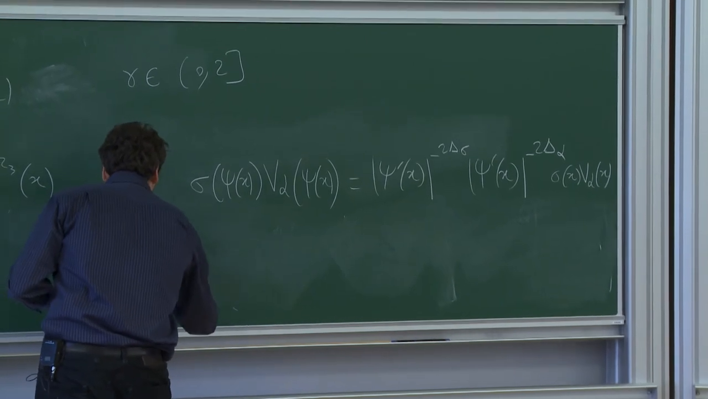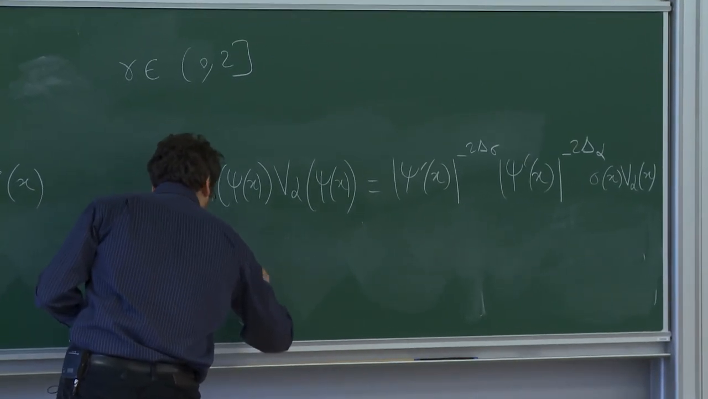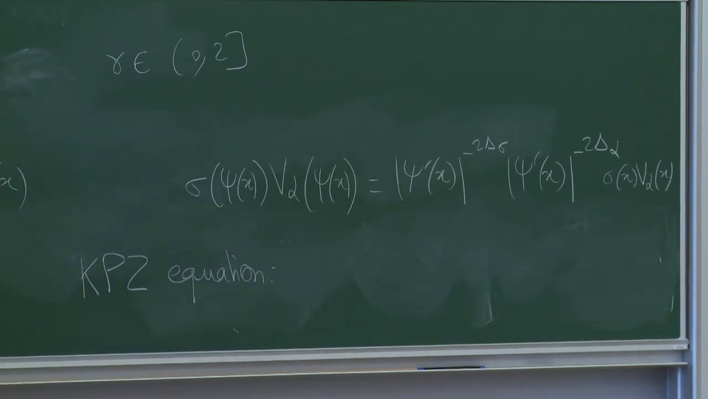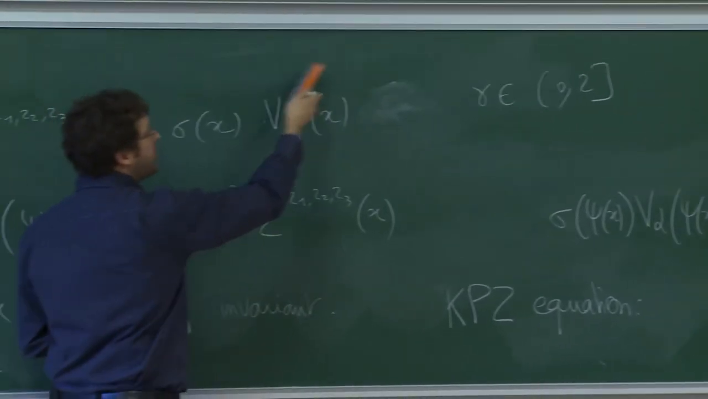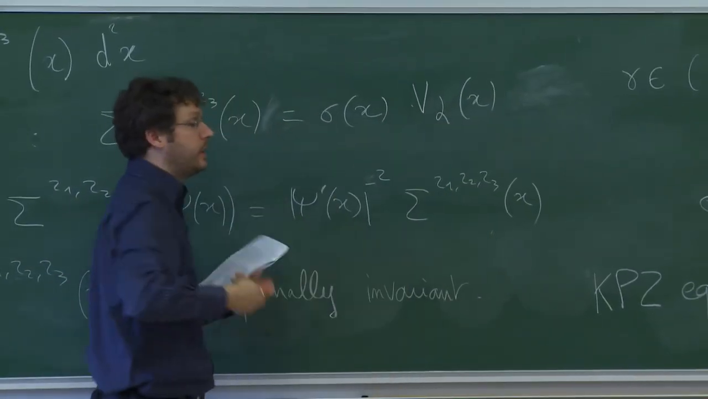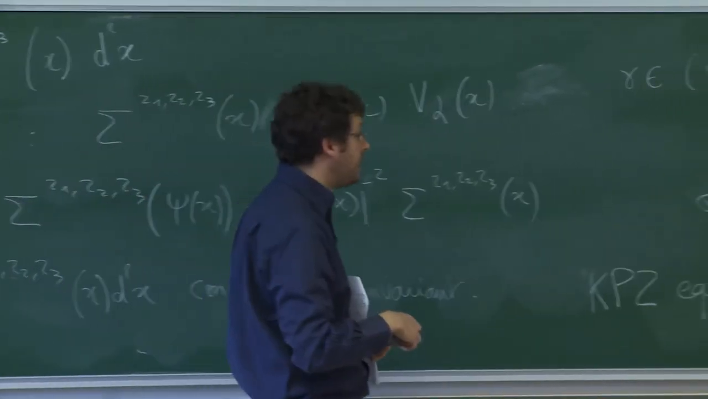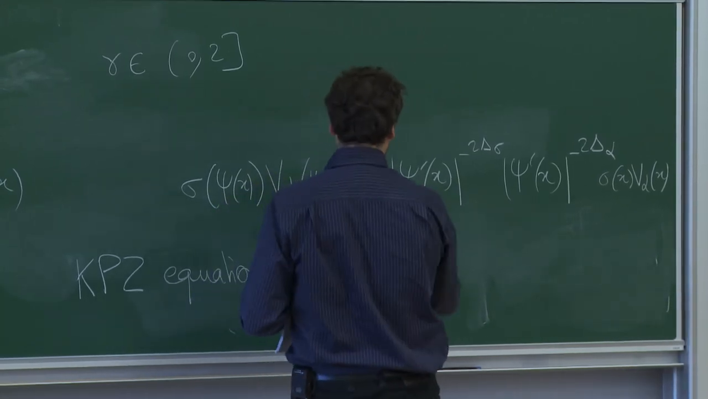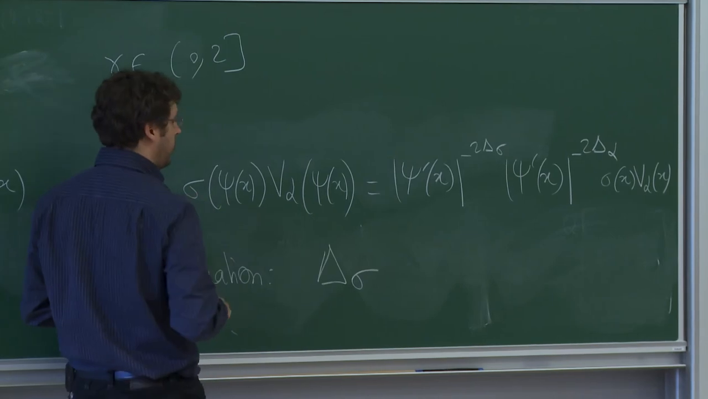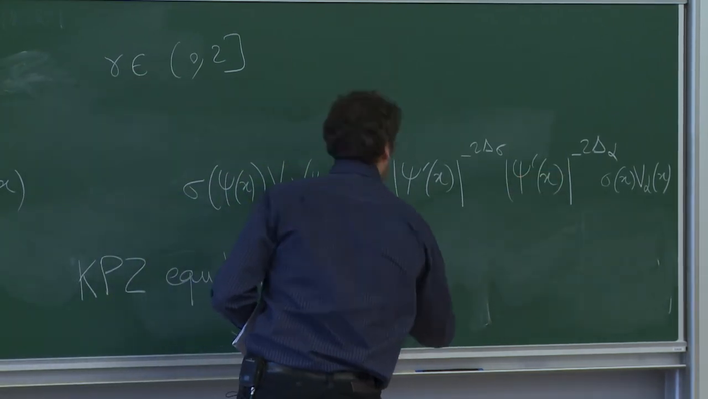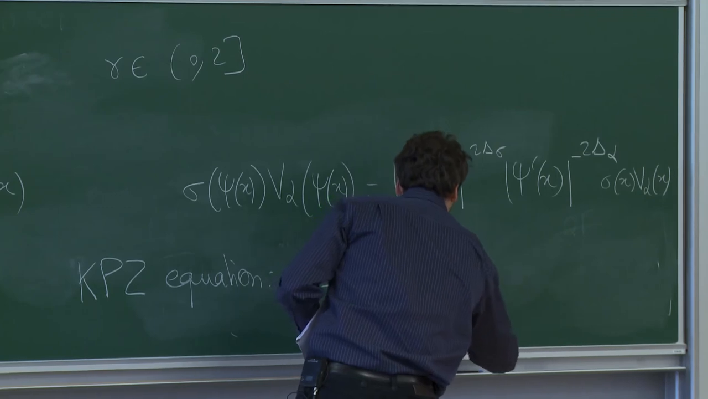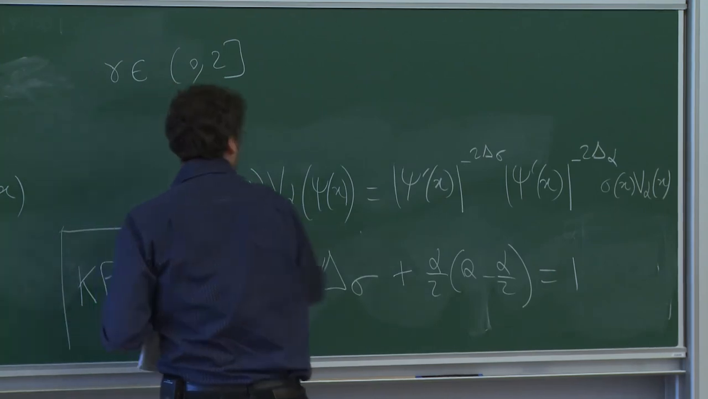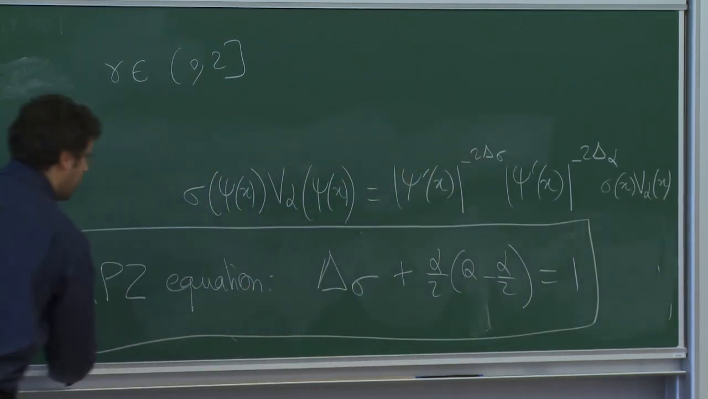So the KPZ equation, the quadratic KPZ equation, says by what you multiply your field on the regular lattice, by which vertex operator you multiply, in order to get something conformally invariant. So the KPZ equation is delta sigma, this is the weight of sigma on the regular lattice, plus this guy. So let me write it in the case of Liouville, and you get the quadratic relation. So that's how you choose alpha, by solving this quadratic relation.